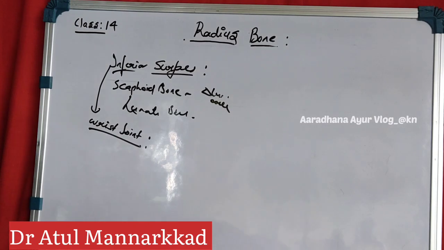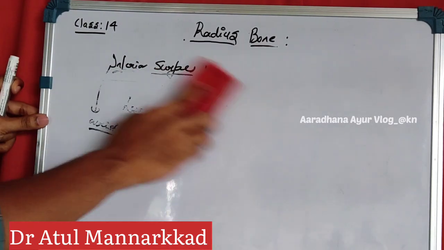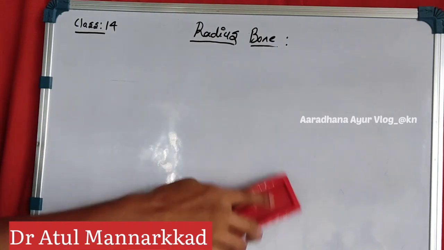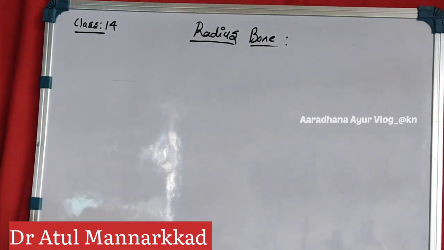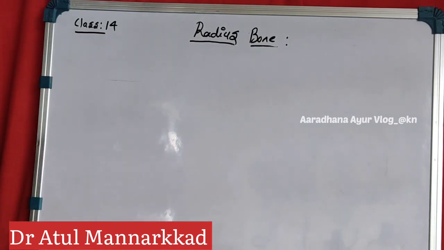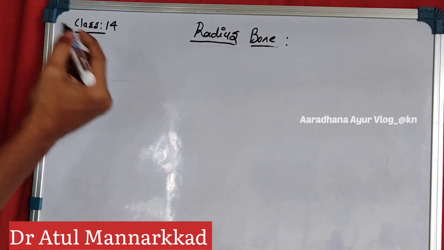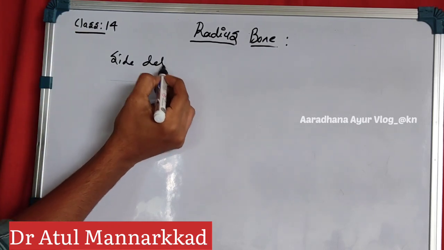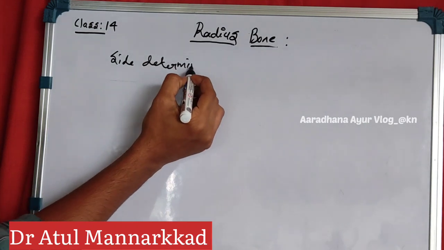Okay, let's discuss next the side determination part, which is very important. As we had told already, the medial and lateral surfaces are very important in side determination, because laterally there is the styloid process and medially there is the ulnar notch. So let's see the side determination part.